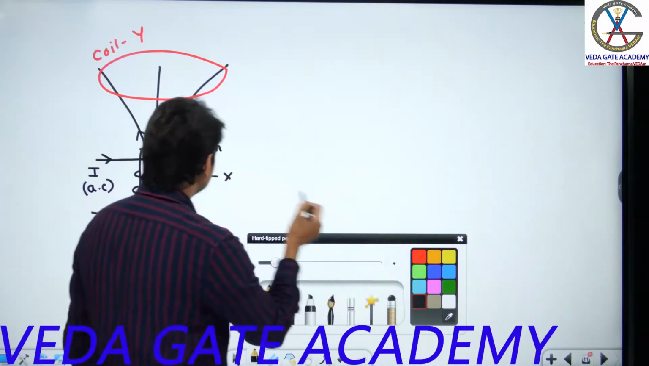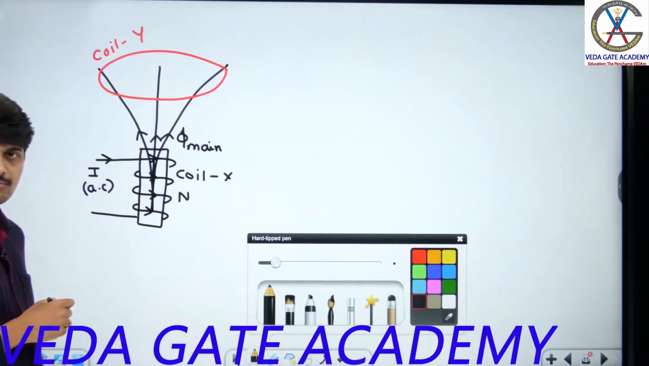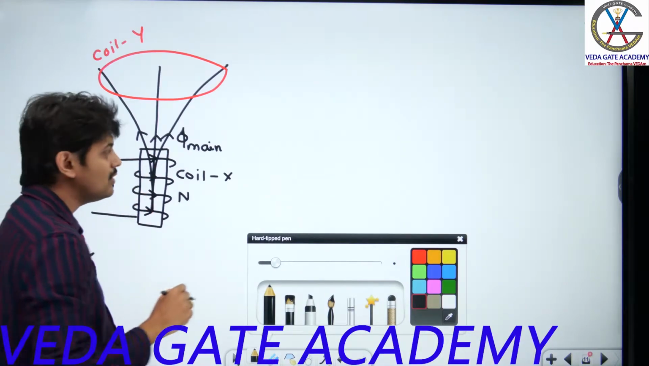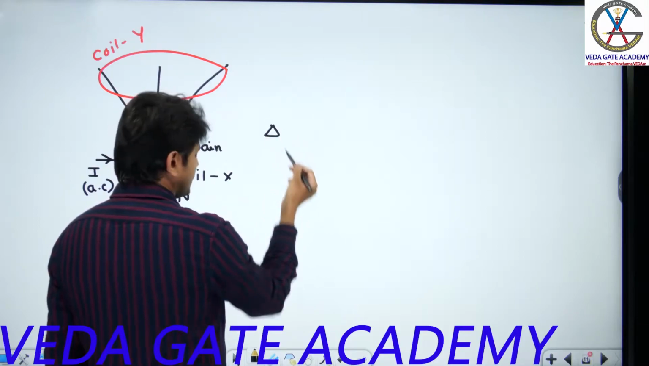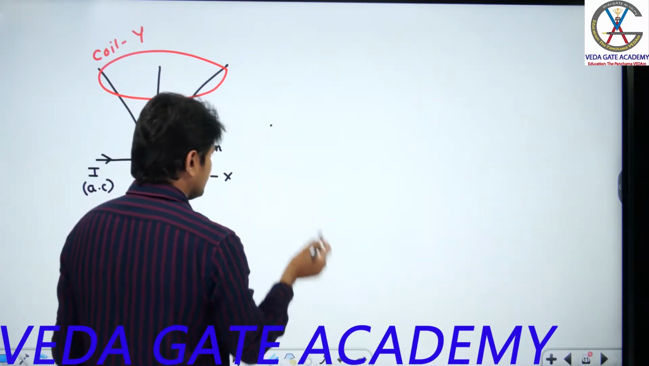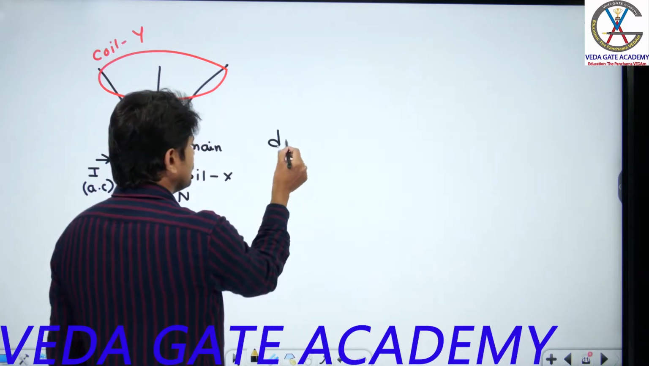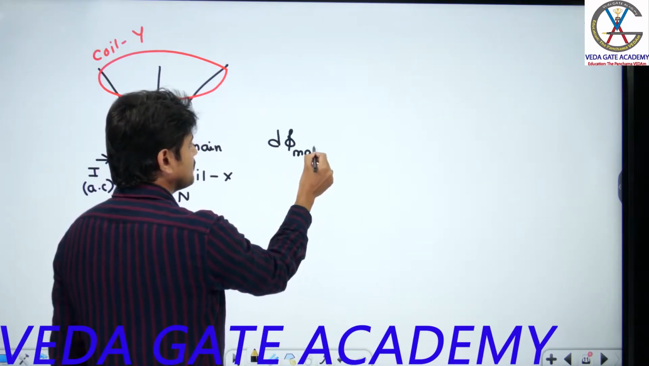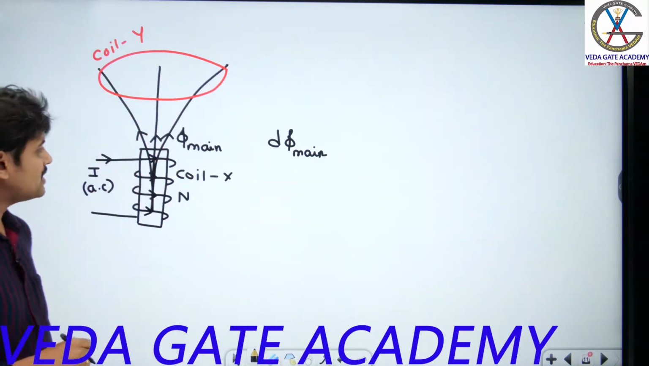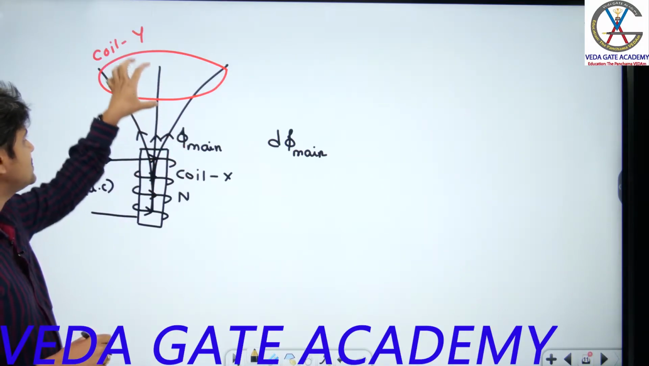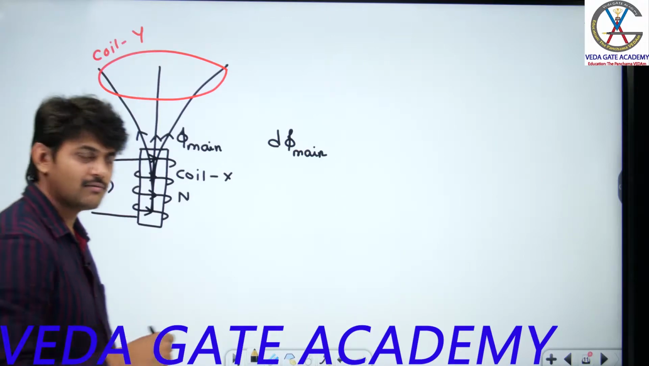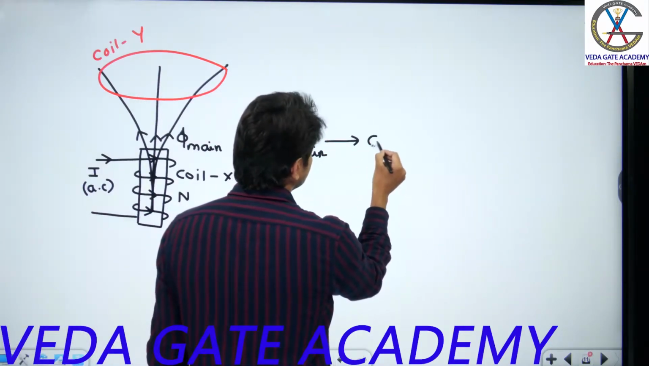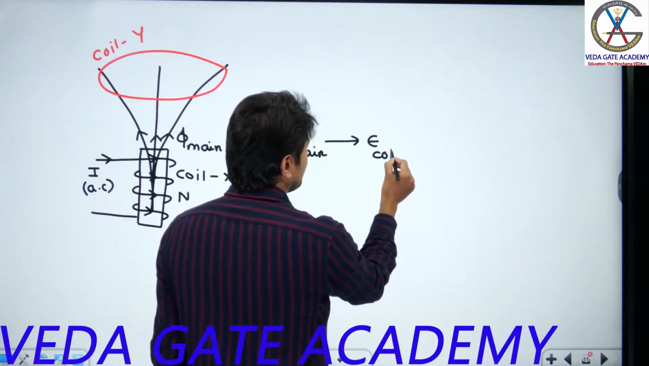Can I say this main field flux is changing with respect to time? Yes, this main field flux is going to change with respect to time. So you are going to find change in main field flux. Because of this change in main field flux which is linking with coil Y, I can say some EMF gets induced across this coil Y. Yes, EMF gets induced across this coil Y.